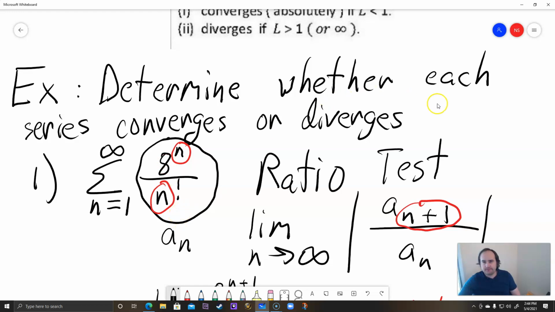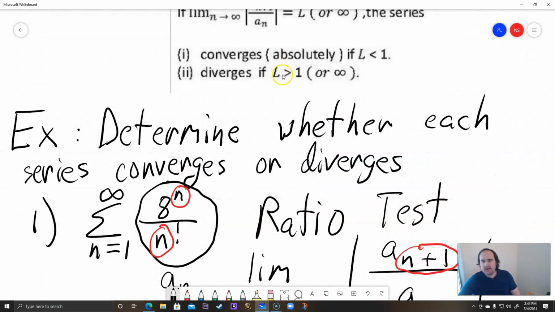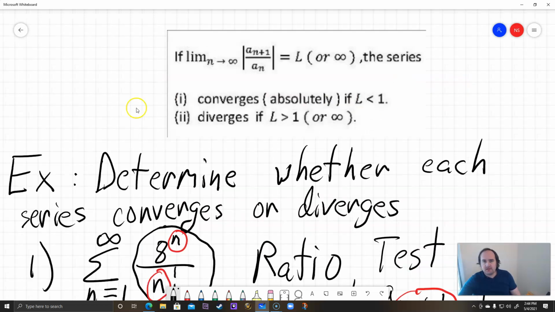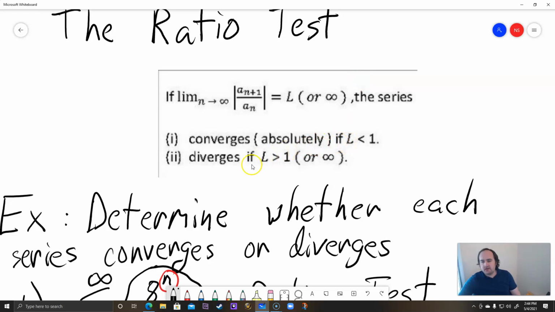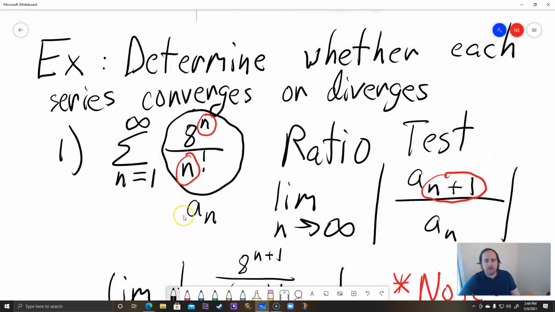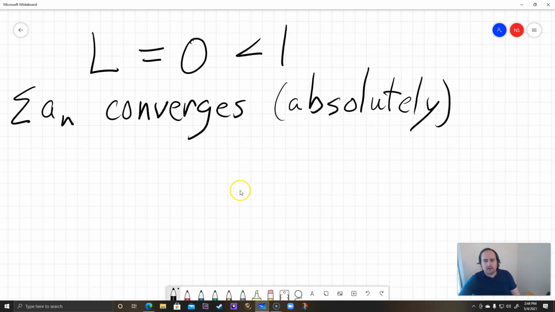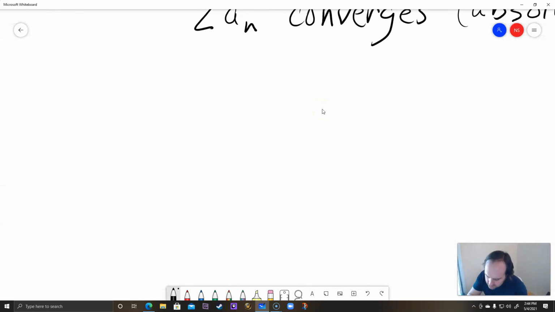Now if you get a number for L that's bigger than 1, including positive infinity, then that means that your series diverges. And it doesn't say it here, but if L equals 1, then the ratio test doesn't tell you anything. So if you get L equals 1, you don't know whether it converges or diverges. We say that the test is inconclusive if L equals 1. Pretty cool, huh? Okay, so that was example number 1. So let's take a look at example number 2 of using the ratio test.